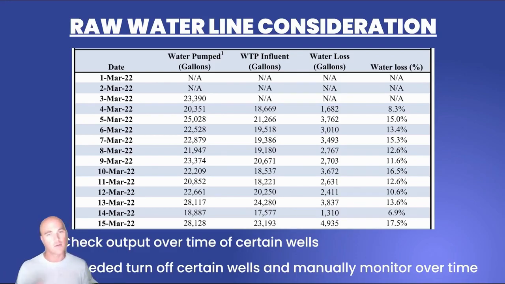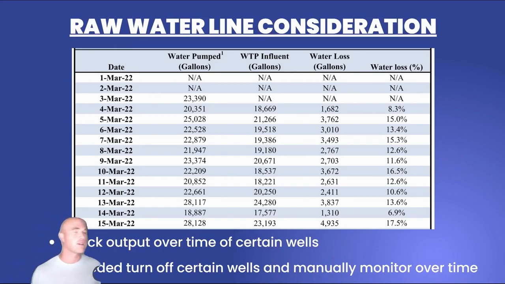which, by the way, is around 10%. And we did this over time, and it turned out that something like 30% of their total water losses was coming just from this line. And they only had one main raw water line that could provide this much water, so it was a big deal to them.